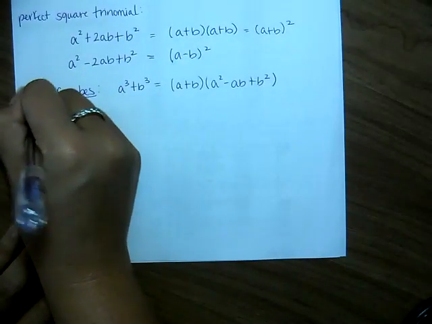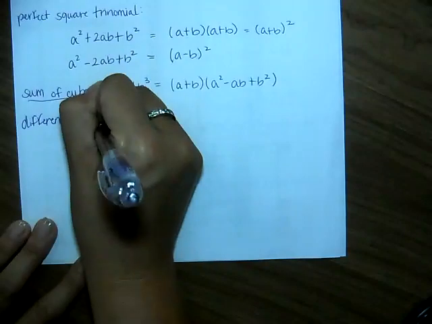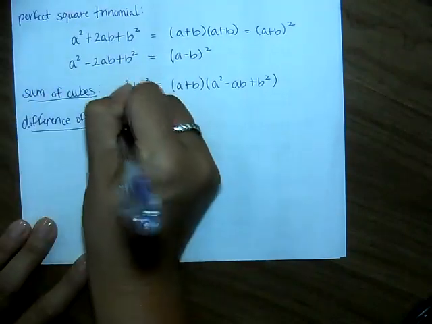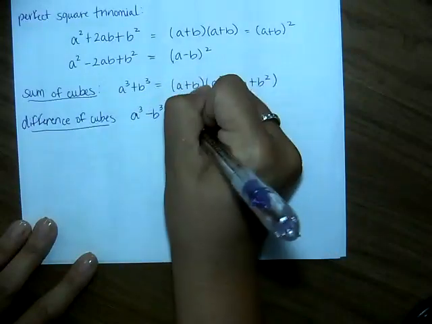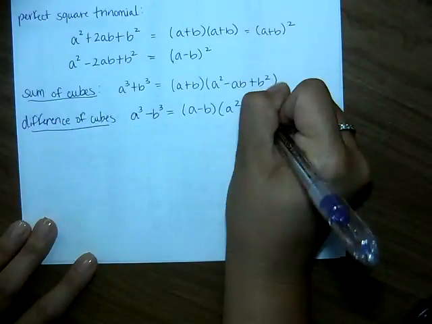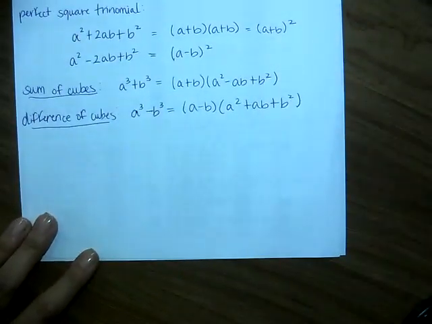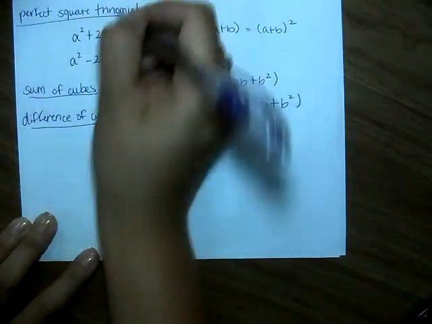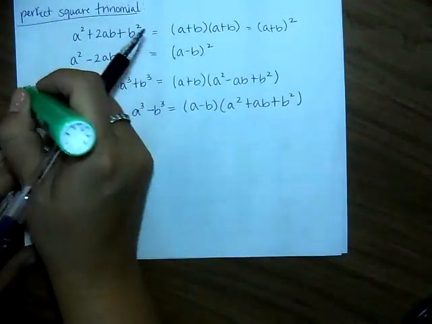Then you have the difference of cubes. So if you had a cubed minus b cubed, this factors to a minus b times a squared plus ab plus b squared. I would highlight this because you need to memorize these, okay?